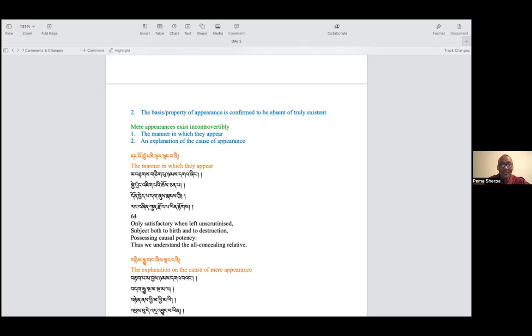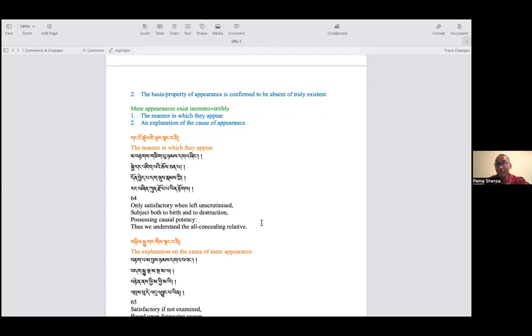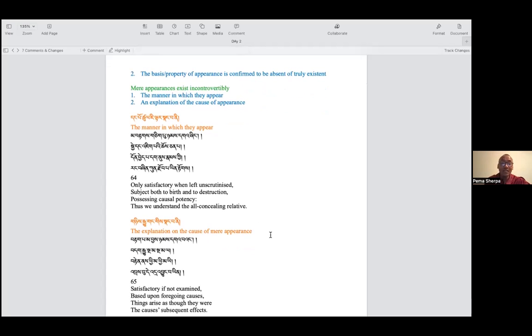So here it says, stanza number 64: only satisfactory when left unscrutinized. So things arise and then cease, like there's cause and condition, and things operate, and it only operates when you do not analyze.